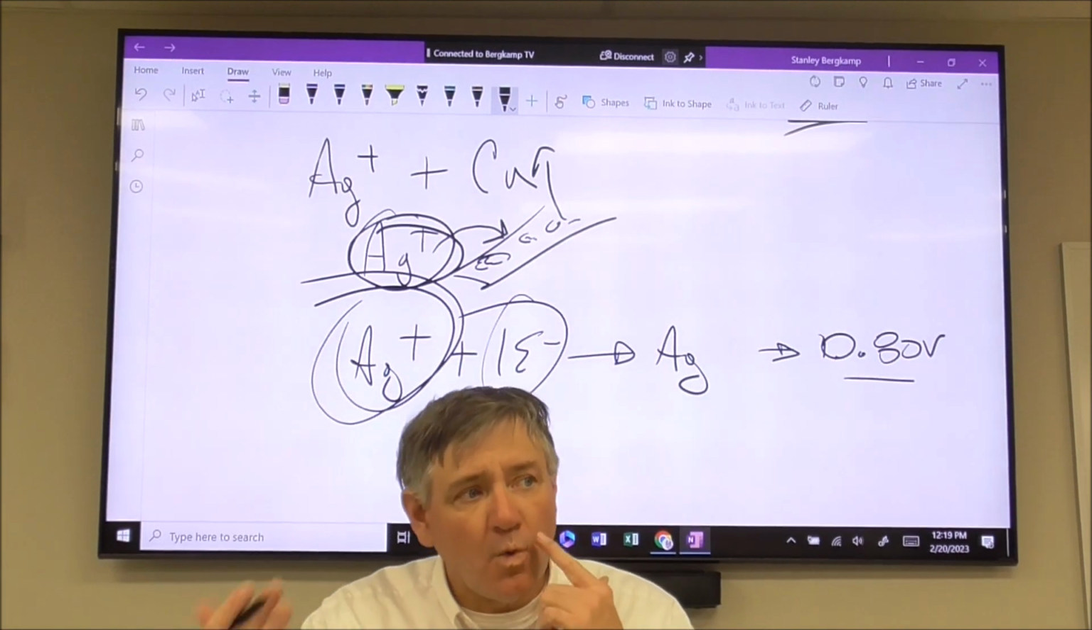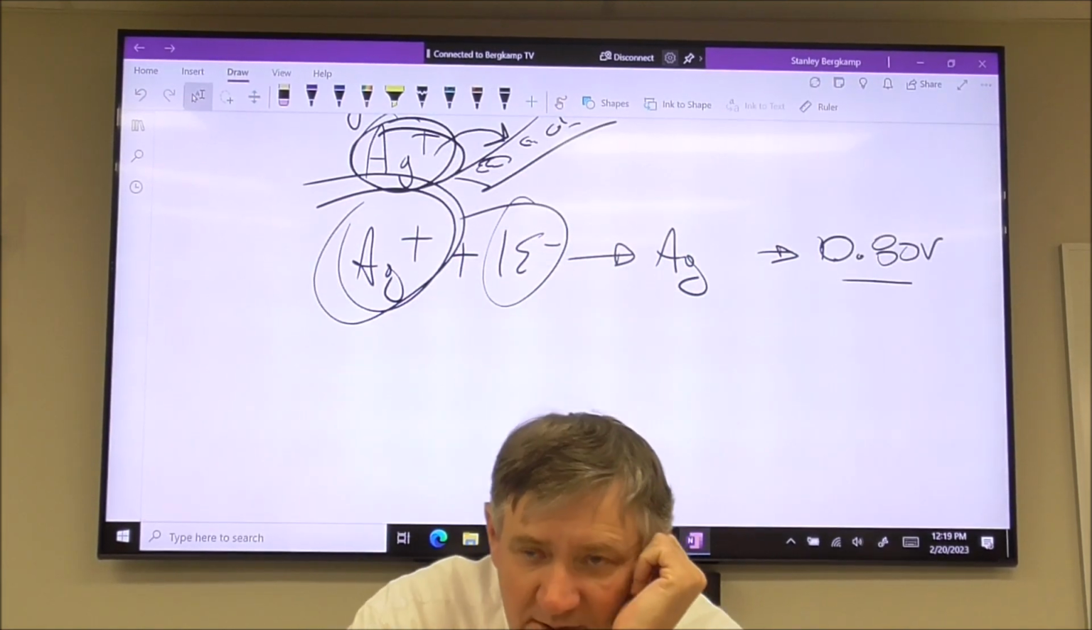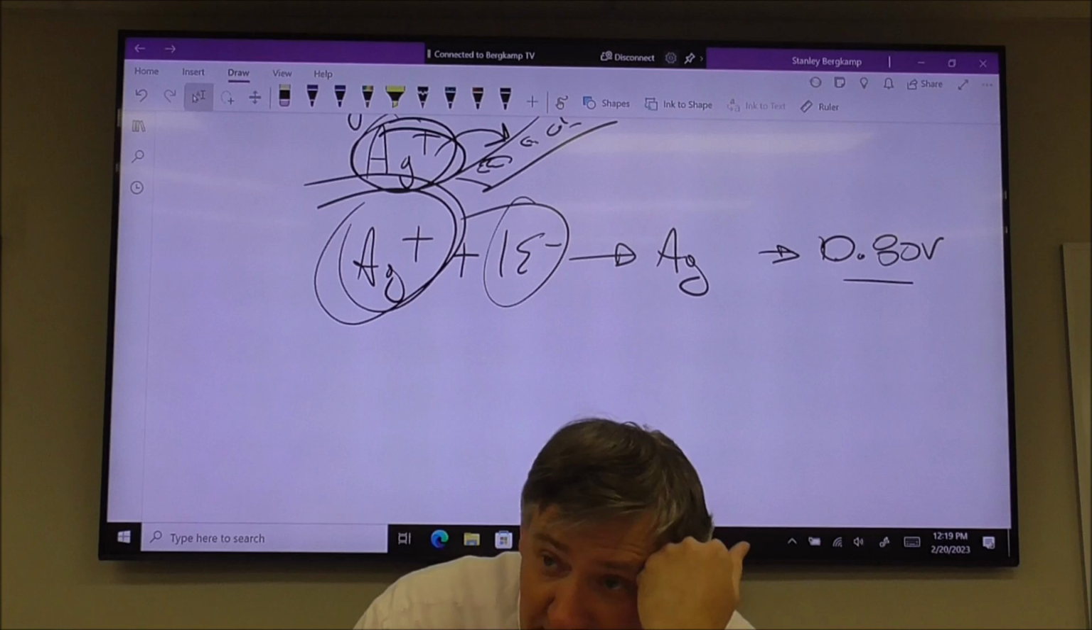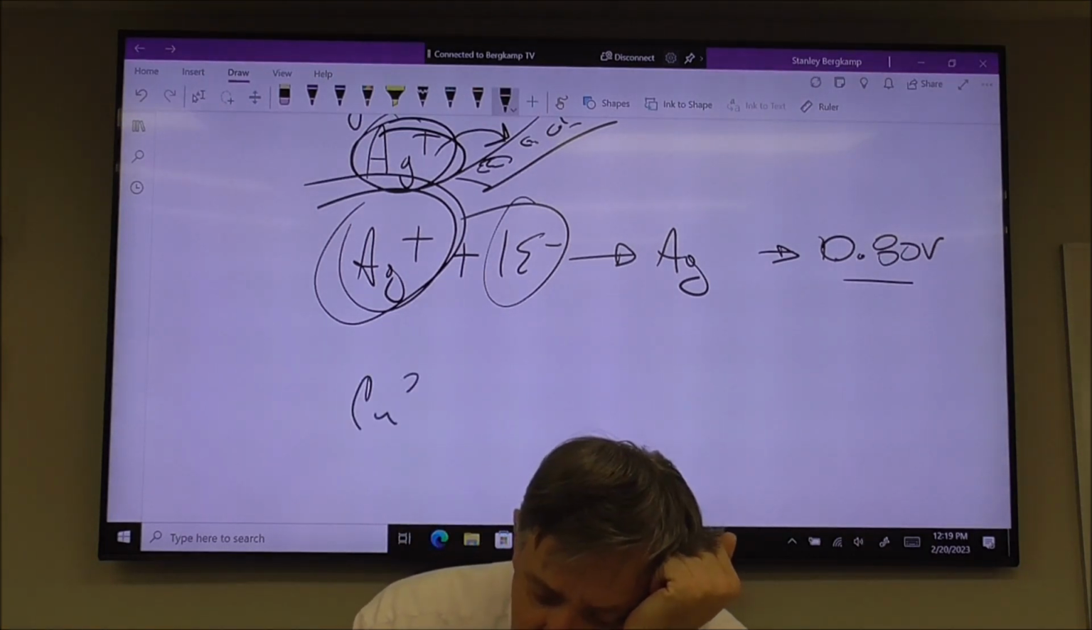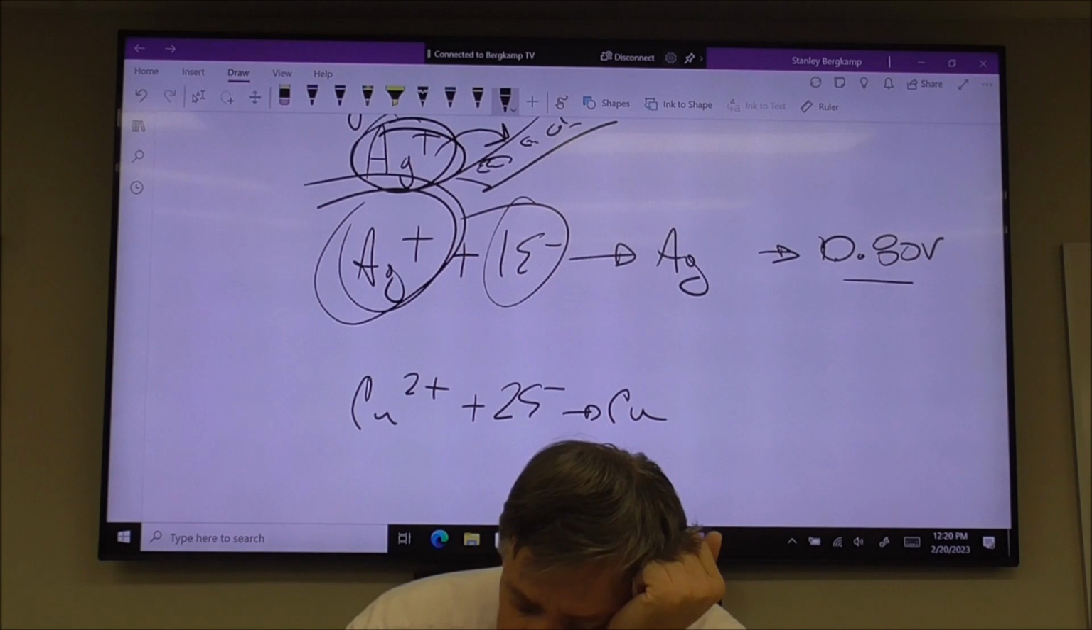Now, where's copper relative to Ag+ if you want to play the over-under game? Under. So Cu2+ plus 2 electrons turning into elemental copper. What's the value for that?